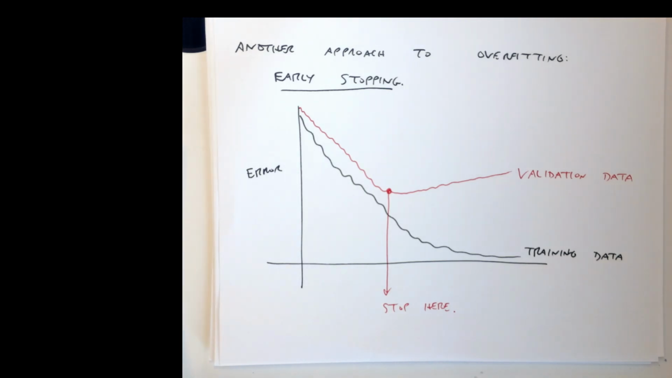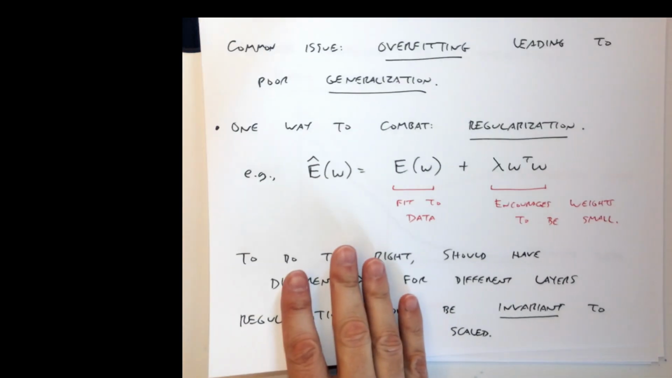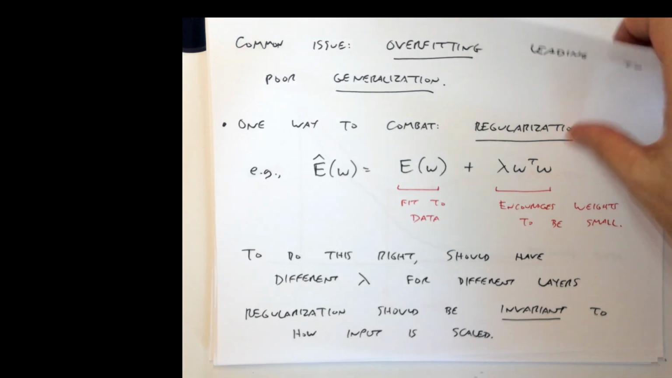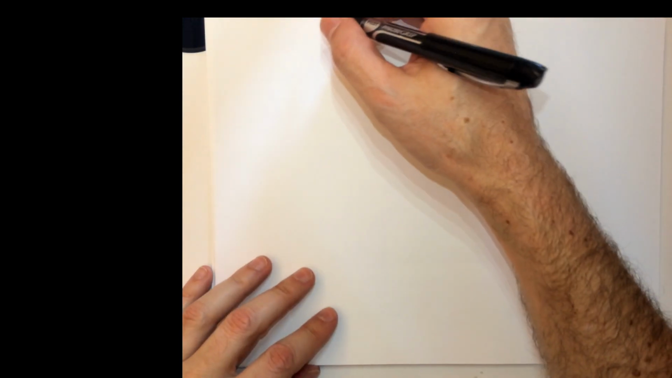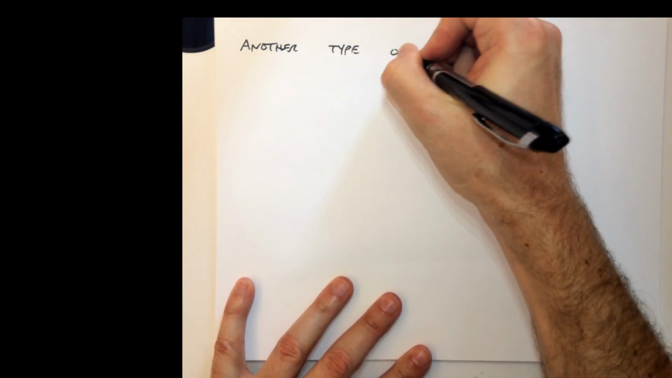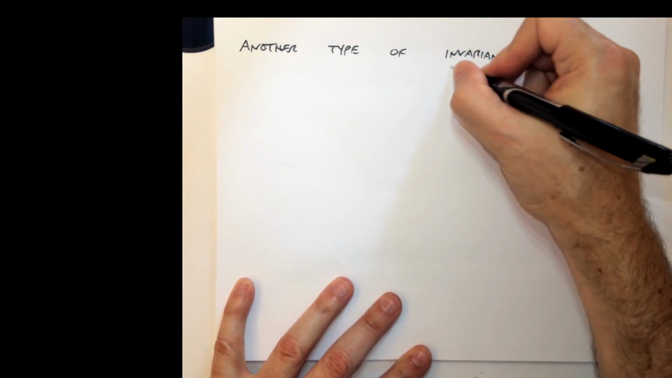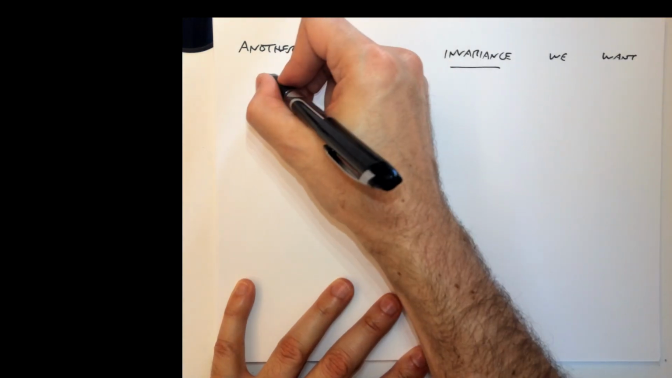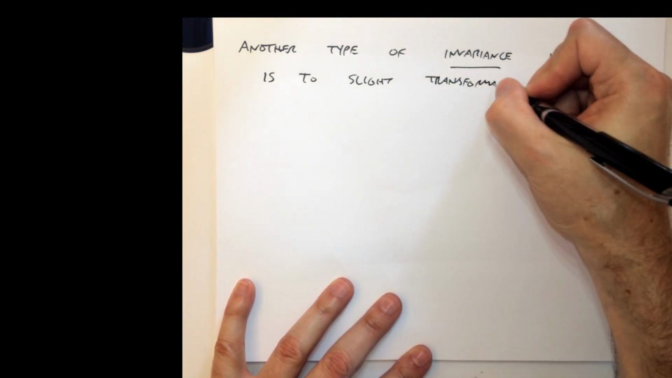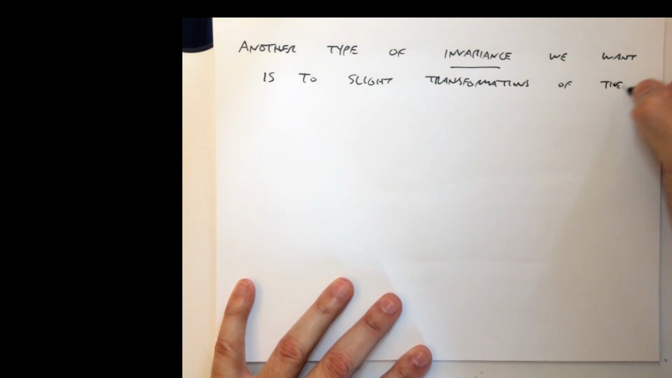Okay, so I talked about invariance here. What that means is that if I change the inputs in some way that doesn't significantly change the problem, then my output results shouldn't change significantly either. For example, I do a lot of computer vision type stuff, so another type of invariance that we want is to slight transformations of the input.